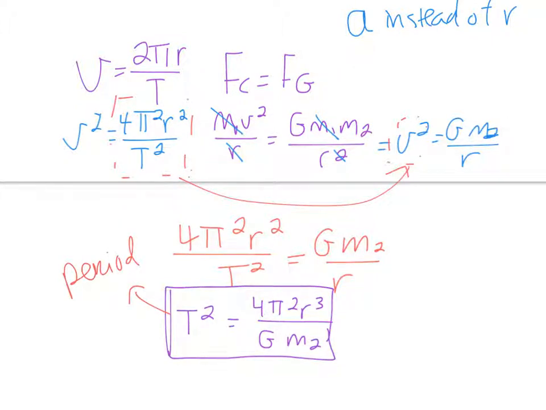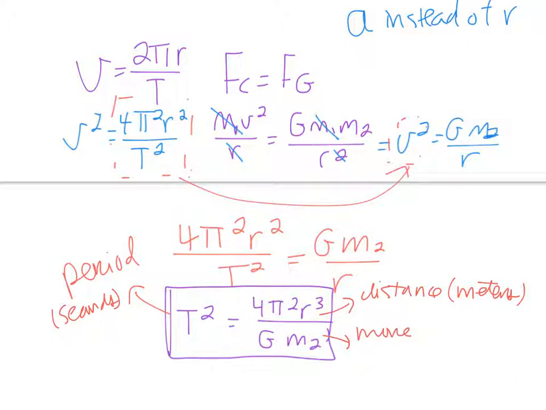Period needs to be measured in seconds, not days. You have 4 pi squared, those are both constants. Your r is the distance, and that's measured in meters. And then your m2 is the mass of the more massive object, and that's measured in kilograms.